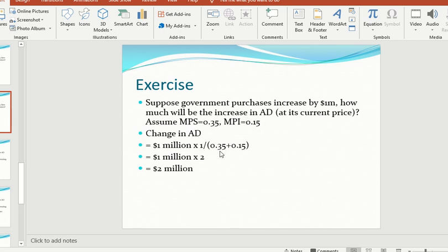We're given the marginal propensity to save, and we're given the marginal propensity to import. So it's 1 over MPS plus MPI. So that would give us a spending multiplier of 2. So at the end, the aggregate demand will increase by $2 million. Okay.